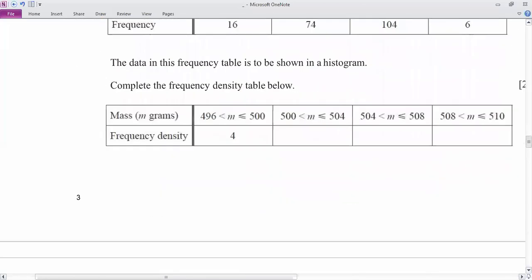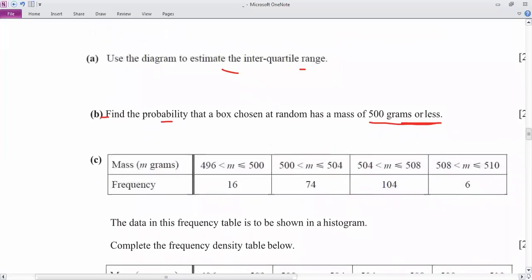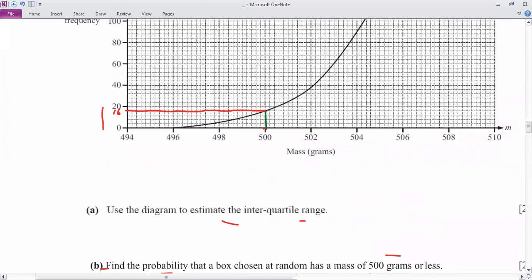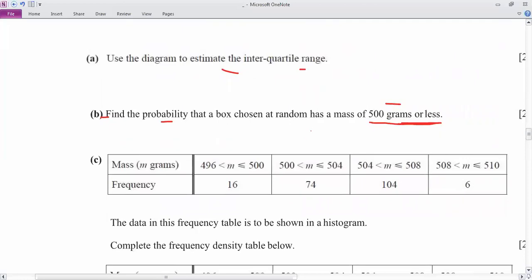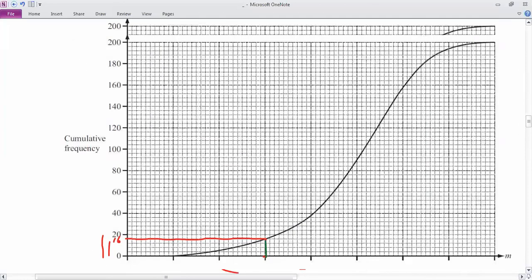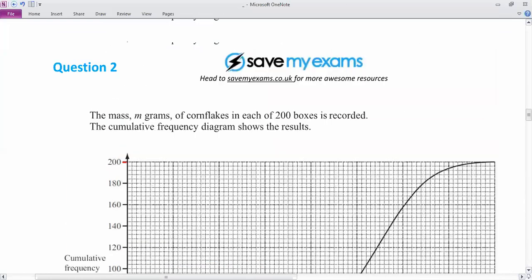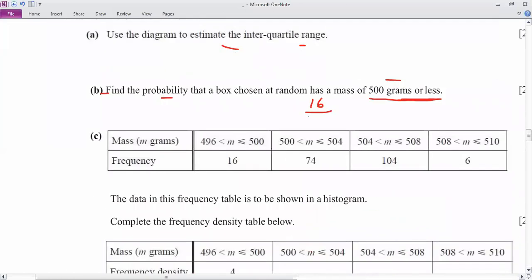So the question is saying we have to talk about the probability of 500 or less. So how many are 500 or less? 16 are 500 or less. It means we selected 16 out of the total. How many in total? 200. The last cumulative frequency is 200. So this will be the probability. Number chosen divided by total.